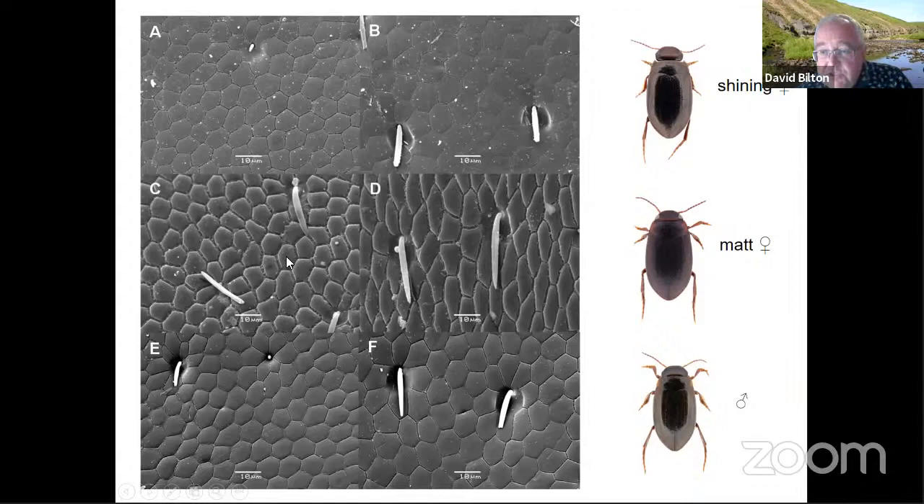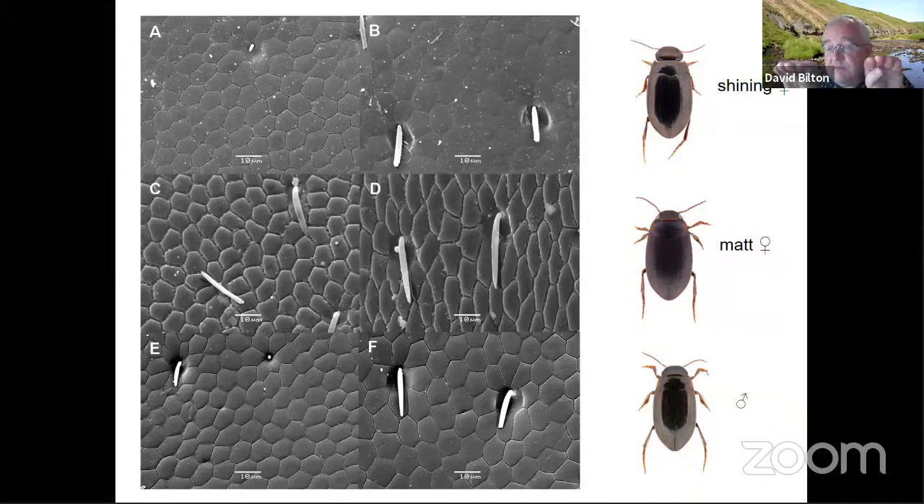Secondly, these channels between them are broader and they're deeper. And thirdly, each individual polygon within the reticulation is a little bit domed, right? Whereas in the shining female and the males, it's almost entirely flat. So there's quite a distinct way in which females have become rough in their sculpture. They've basically modified the reticulation, which is present ancestrally in these beetles, and changed it to make them a bit more rough in terms of their surface. And it gives them this matte or dull appearance at the macroscopic scale and to the naked eye.